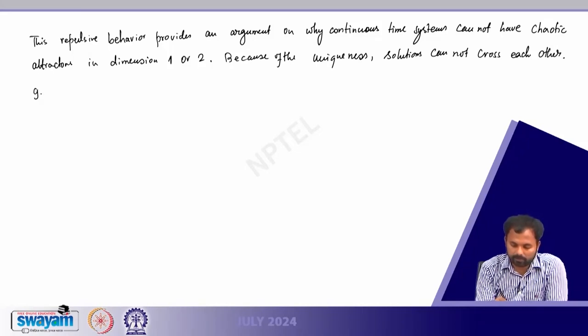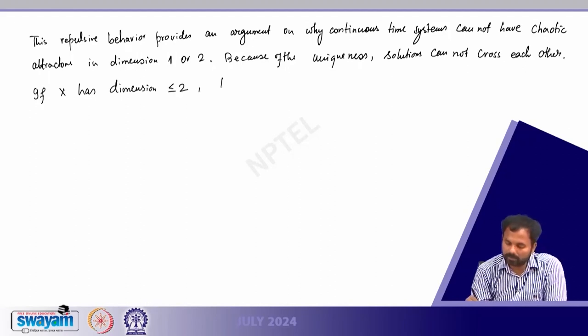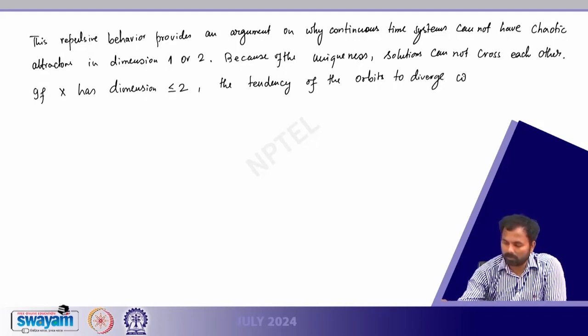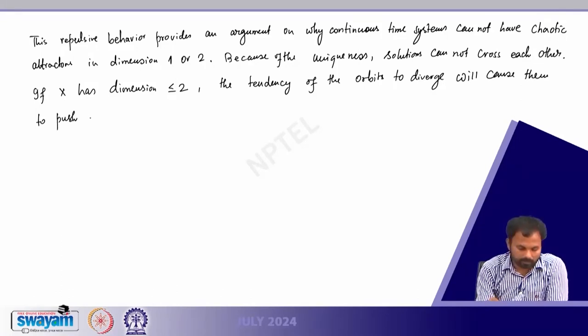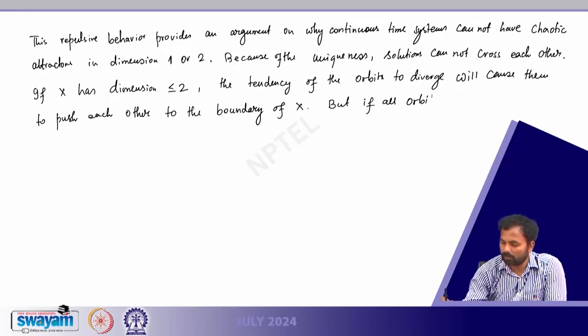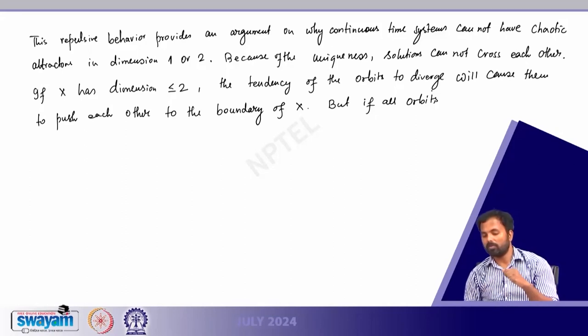So they cannot cross each other, and if X has dimension less than or equal to 2, the tendency of the orbits to diverge will cause them to push each other to the boundary of X. That means if the dimension of the phase space is less than or equal to 2, the tendency of the orbits is to always diverge, so they will push each other up to the boundary of X. But if all orbits are going to the boundary, then there is a problem there.